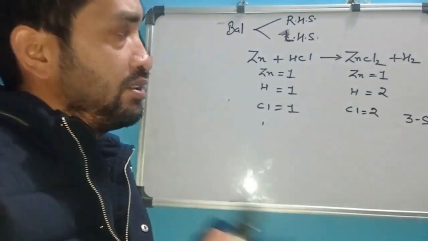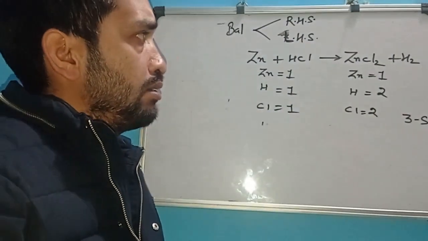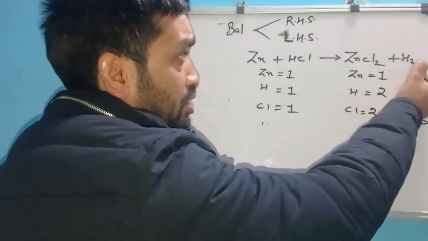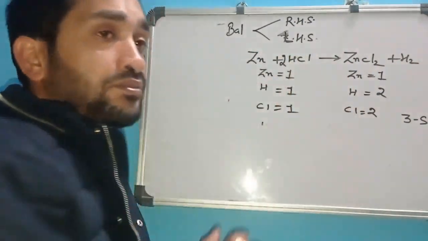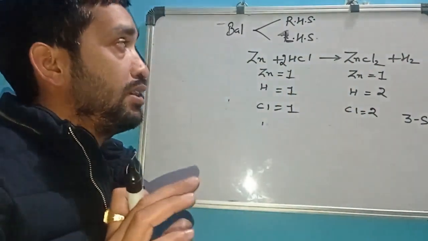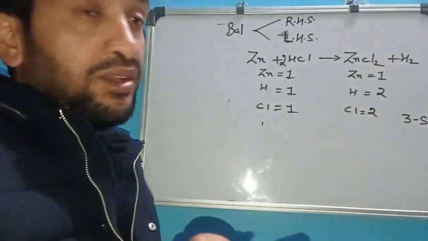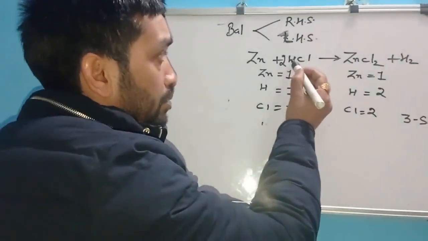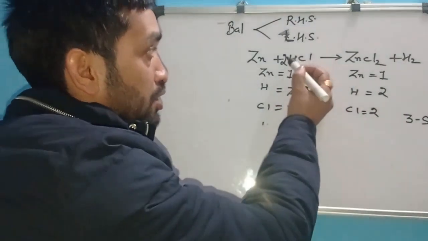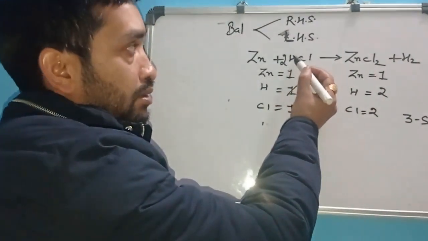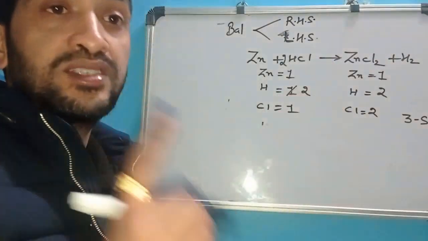What you have to do is change the coefficient of the compound. How many H are here? 2 H are here. How many H are here? Only 1. So write 2 here. Now, after you add something, check what disturbance has been created. With 2, this H became 2. Now, this 2 is not only for H. This 2 is also for Cl.